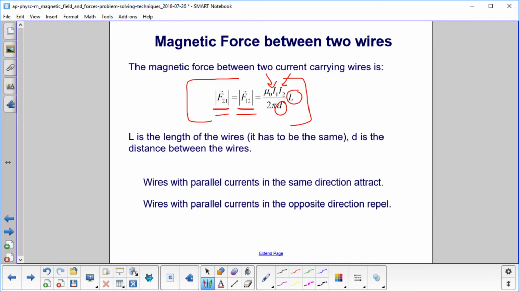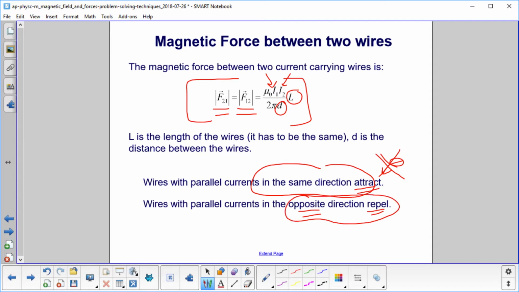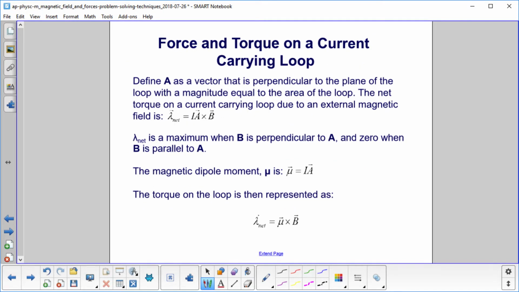Wires with parallel currents in the same direction attract each other, and wires with parallel currents in opposite directions repel. That's almost counterintuitive. When you did like poles, what happens to them? They repel. So you'd assume that if the currents are going in the same direction, it repels. But nope: same direction they attract, opposite they repel. This has tremendous applications in motors and generators.